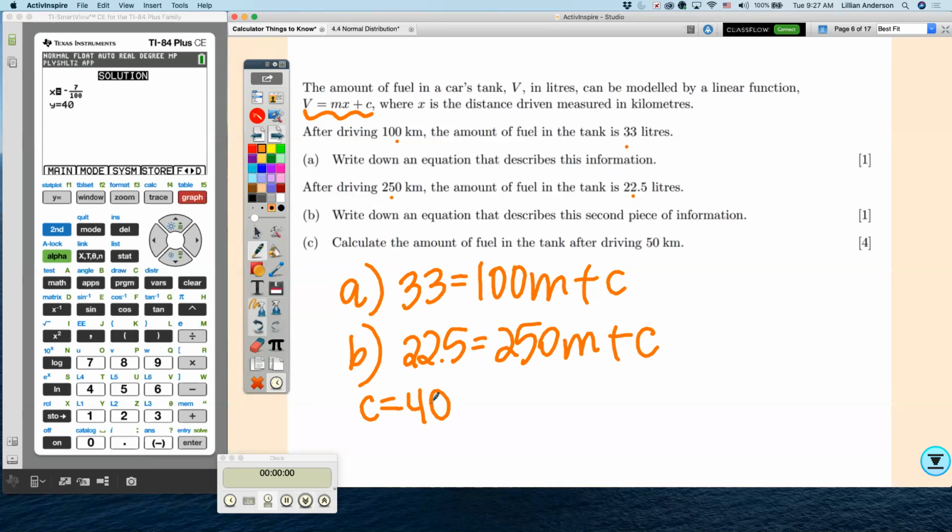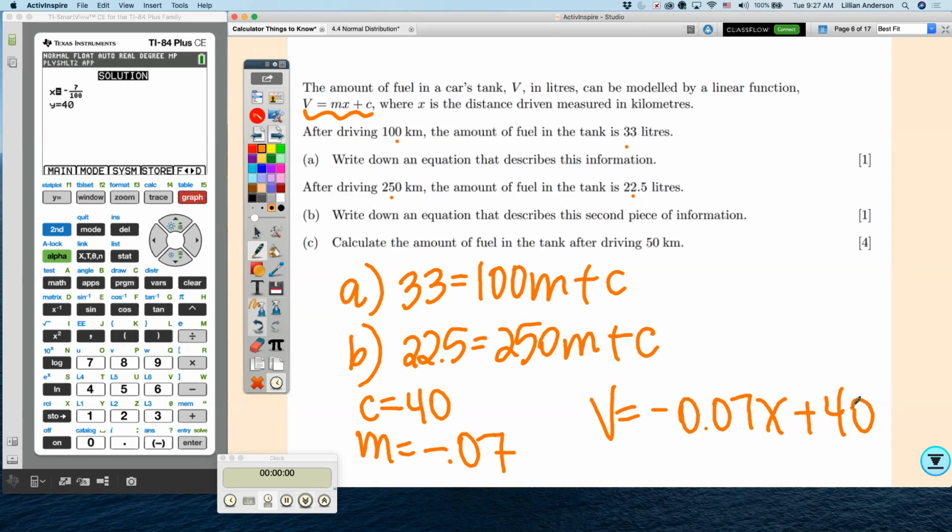And can someone do -7 divided by 100 for me and tell me what M equals? Wouldn't it just be -0.07? Thank you. So my equation is V equals -0.07x plus 40. So when it asks me the amount of fuel in the tank after driving 50 kilometers, I would have to plug 50 in for which variable? X. To find the amount of fuel. And that's how I would answer part C.